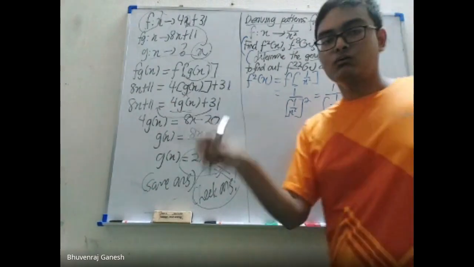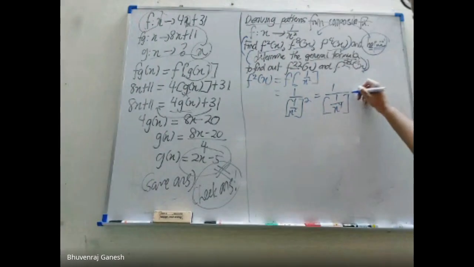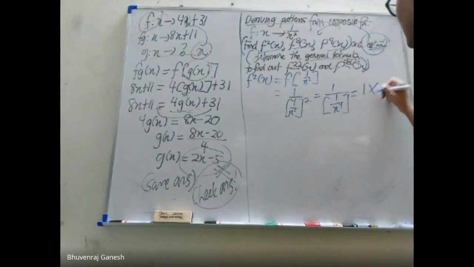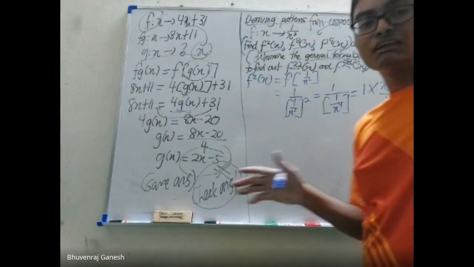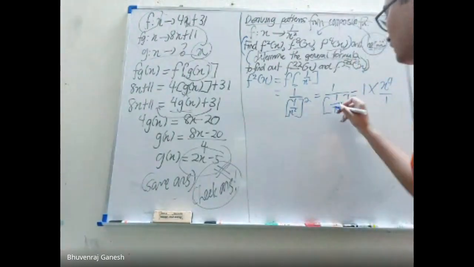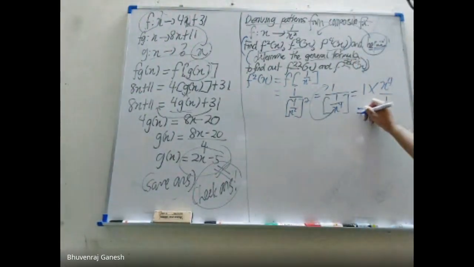So when you have 1 over x power 4, so means what's happening here is you do 1 times x power 4 over 1. So that's how it works. Or in simple words, they say throw your x power 4 to the top. So directly you can see that it's x power 4.